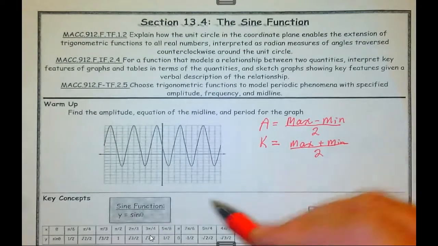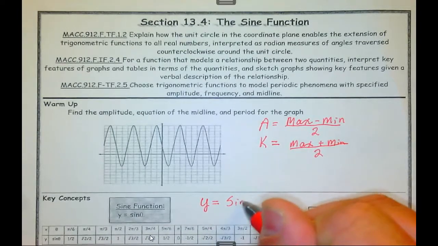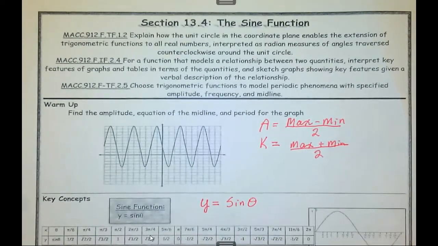Our equation here, we're going to be working with the parent function, y equals the sine of theta. I don't know if you can read that too well.